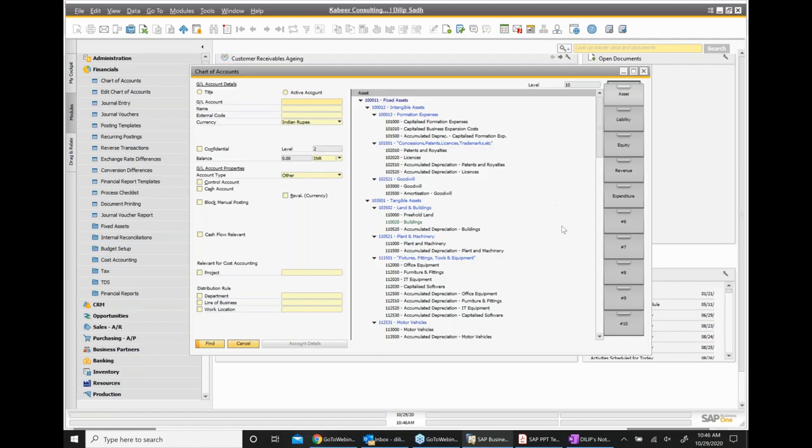Is this part of SAP MM? What is part of SAP MM?